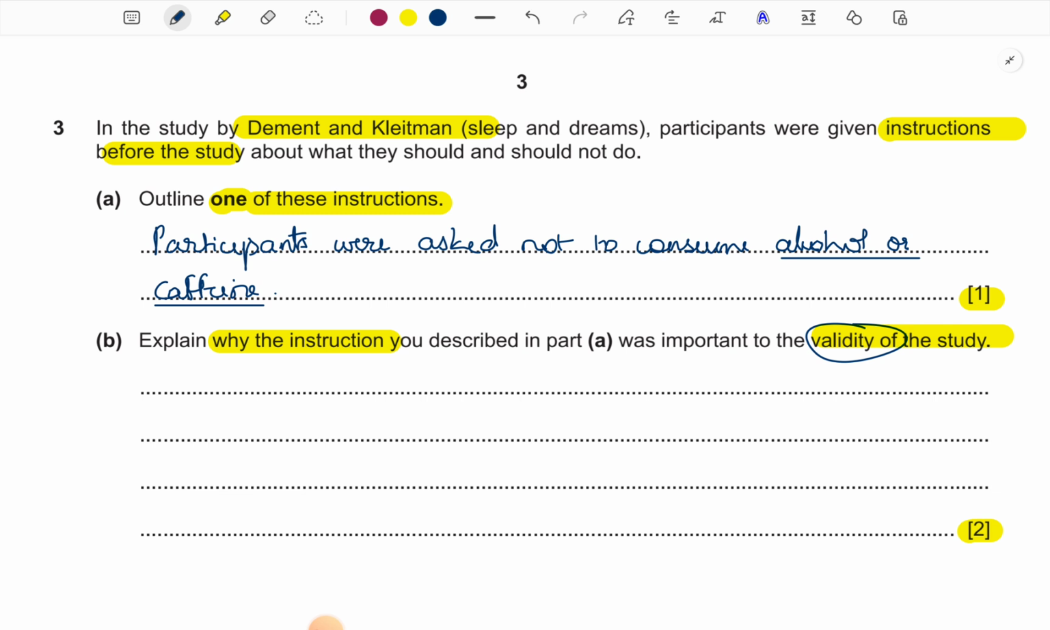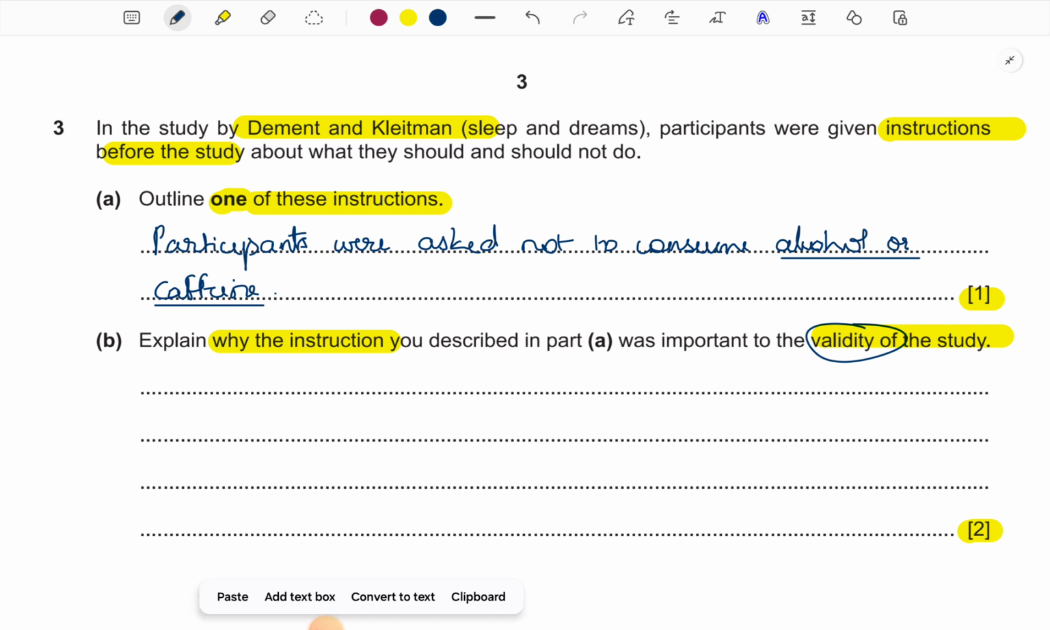If they would have consumed alcohol or caffeine, thinking counterfactually, in that case their sleeping pattern would not have been regular when they were in the laboratory. There would have been disturbances in their REM and NREM stages of sleep, or the pattern or the cycle of these stages. That would have confounded the results, in the sense the researchers would not be able to see how REM stage of sleep plays a role in dreaming. So that is what we need to highlight here.